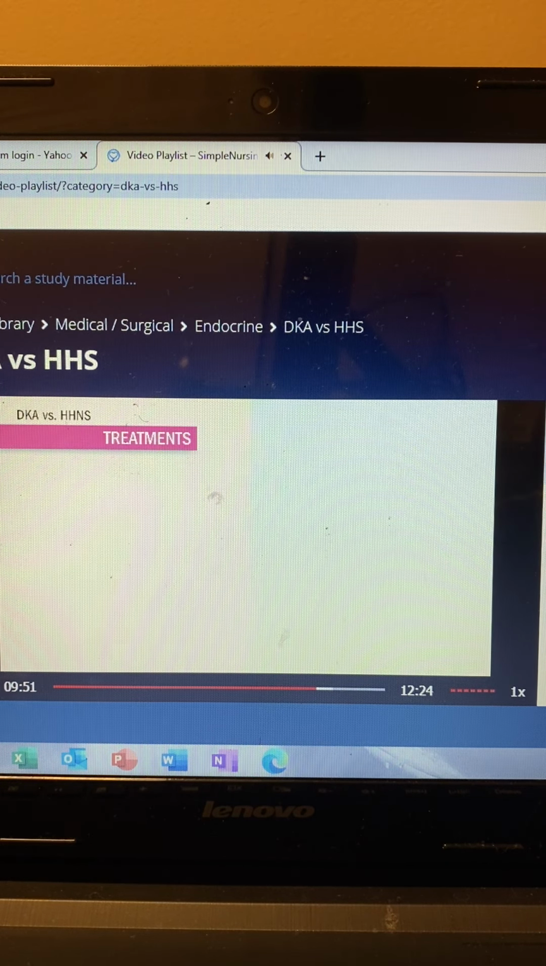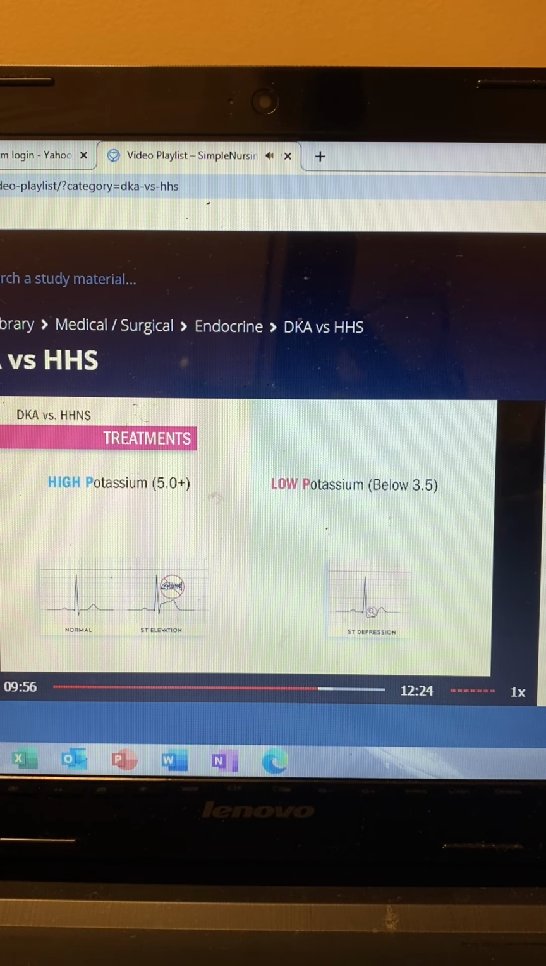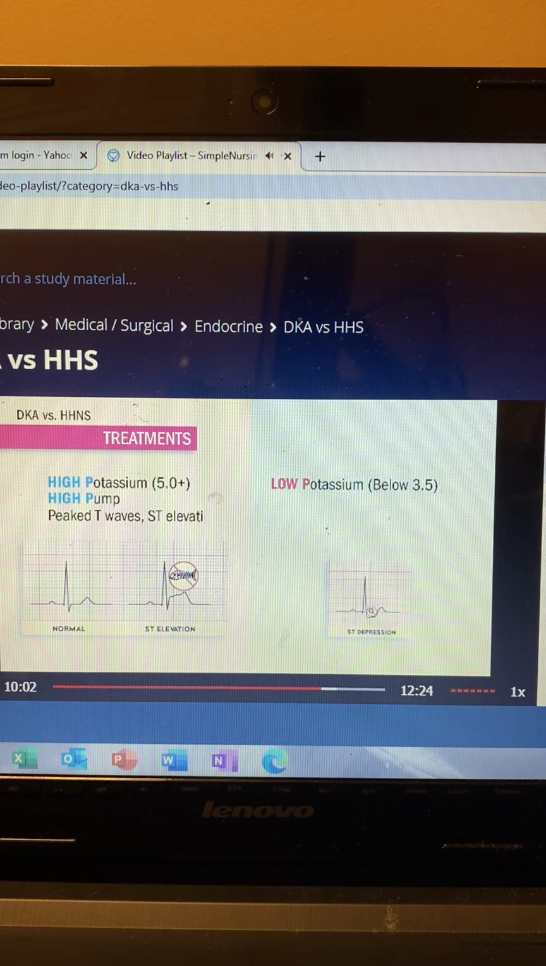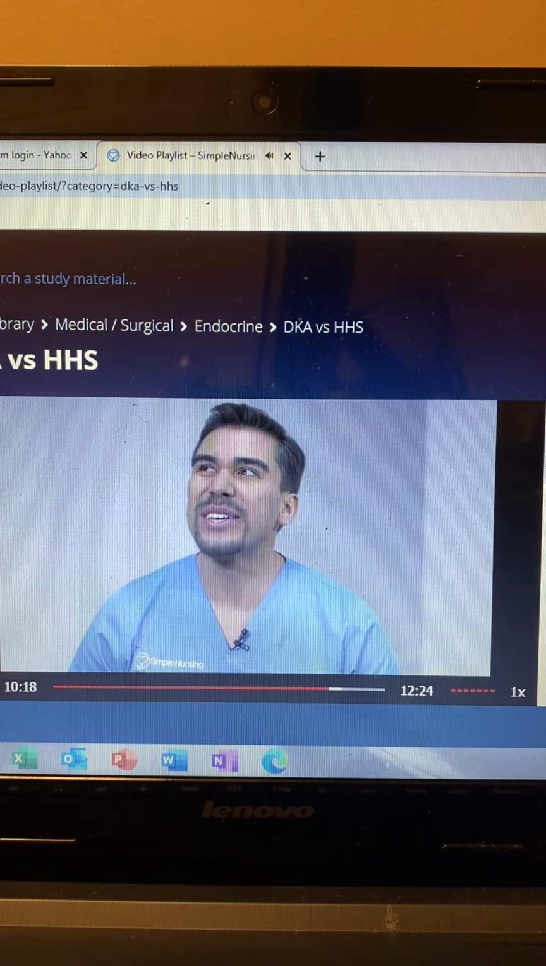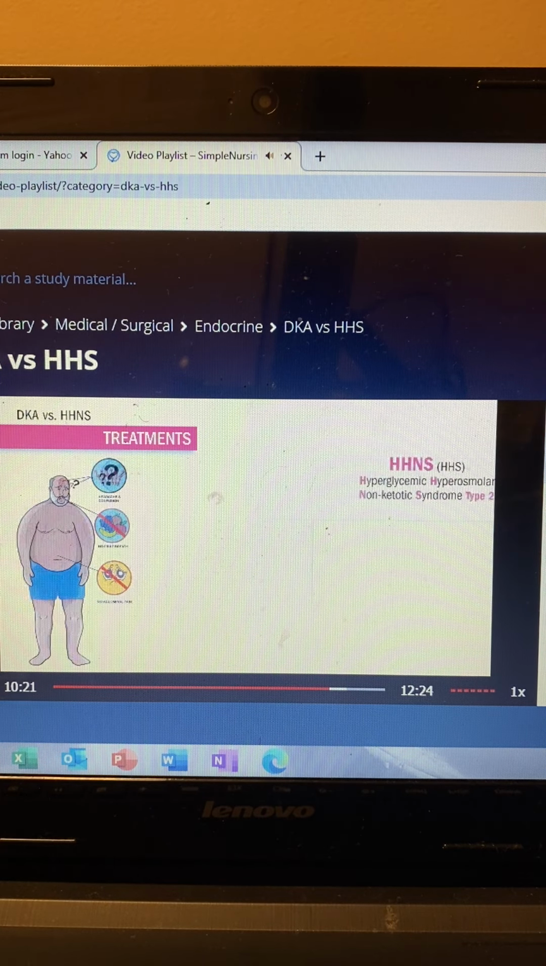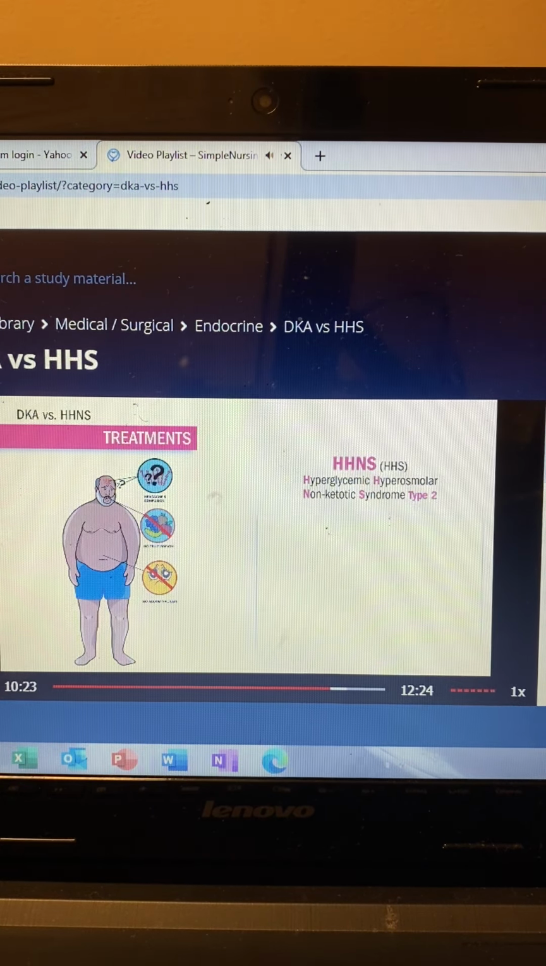Now, to help you remember the ECG rhythms with high versus low potassium, our memory trick is very simple here. So just think high potassium, we have high pumps. So we get peak T waves and ST elevations for potassium over 5.0. And the exact opposite for low potassium, below 3.5, just think low pumps. So we get flat T waves and ST depression, and even this weird little U wave. What the heck's a U wave? Shut up, you.